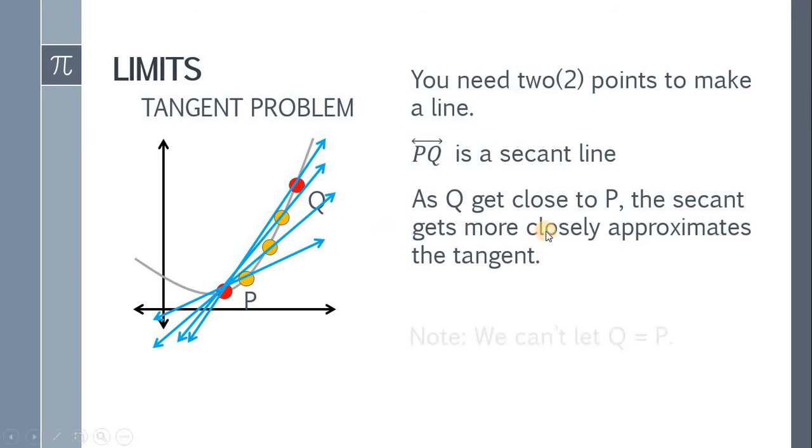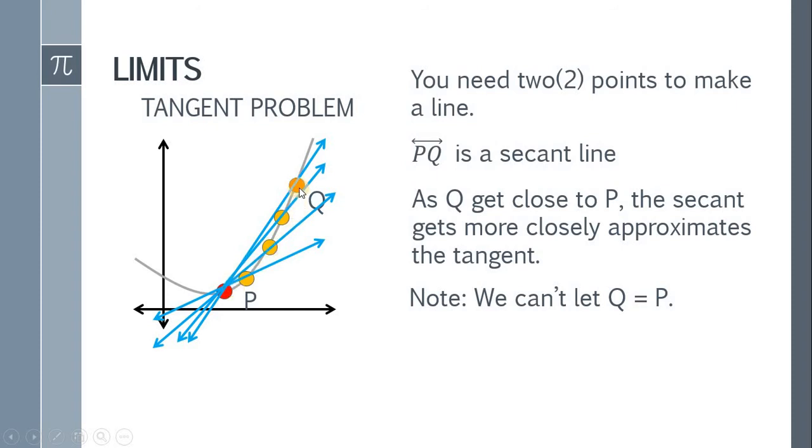Nakukuha? Now, note that we cannot let Q is equals to P. So, hindi natin pwedeng yung point Q, ilipat natin ng sobra at gawin natin equals to P. Bakit? Kasi you need 2 points to make a line. So, babalik tayo dun sa unang statement natin. You need 2 points to make a line. O, paano tayo gagawa ng line kung equal lang sila? Di isang point na lang yun. Nakukuha? So, ibig sabihin, ilalapit lang natin yung point Q super close to point P.